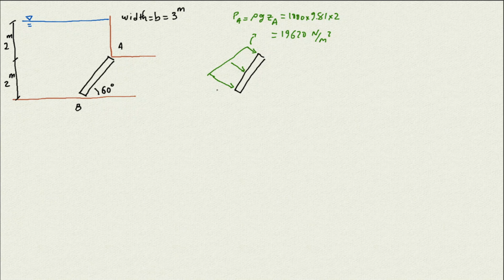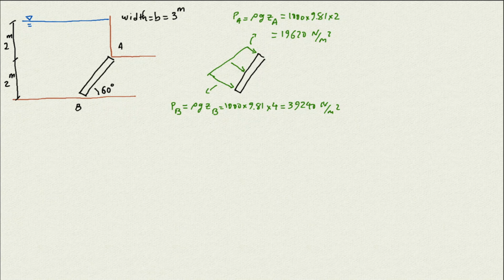And the same here, if I calculate the pressure at point B, it's going to be rho g Z at point B, which is going to be 1000 for density, and 9.81 for g, and the ZB is the distance from the water surface, 4 meters, and the result is going to come out at 240 Newton per square meter.